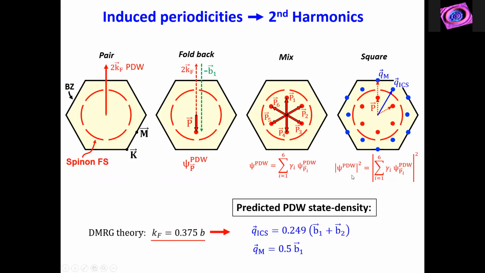And this is a quantitative prediction, because remember, the density matrix renormalization group theory predicts that the Fermi wave vector should be 0.375 times b, the reciprocal lattice vector. And so all of this started from the Fermi wave vector. That means that if we just follow this reasoning through, we have specific quantitative predictions for the second harmonic, these blue dots. So we expect them to exist at 0.249 times b1 plus b2, where b1 and b2 are the reciprocal lattice vectors of the triangular lattice, and also at 0.5 times b. So those are the predictions for the paired density wave.